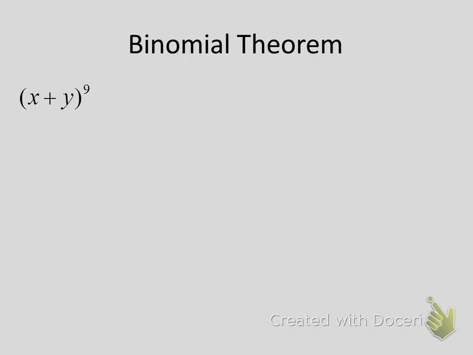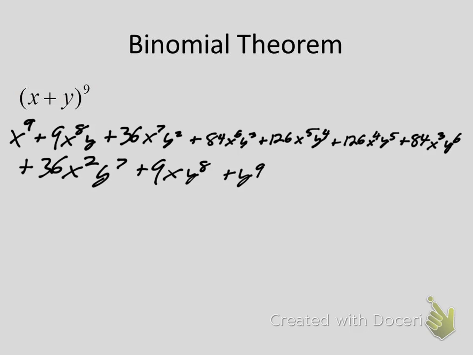Correct. x to the 9th plus 9x to the 8th y plus 36x to the 7th y squared plus 84x to the 6th y to the 3rd plus 126x to the 5th y to the 4th plus 126x to the 4th y to the 5th plus 84x cubed y to the 6th plus 36x squared y to the 7th plus 9x y to the 8th plus y to the 9th. Bingo. Do we have to write all of that?